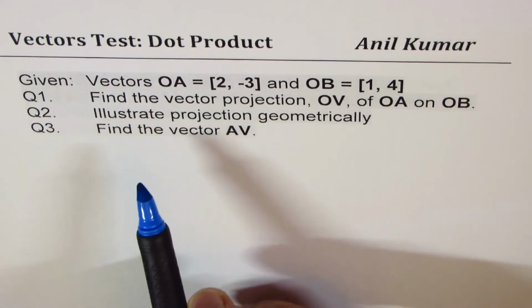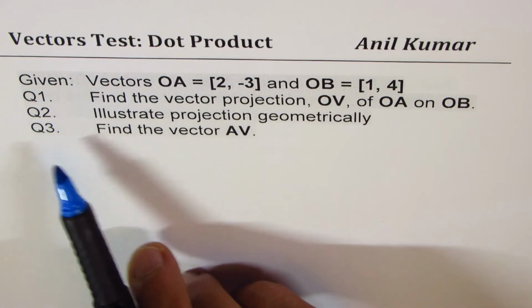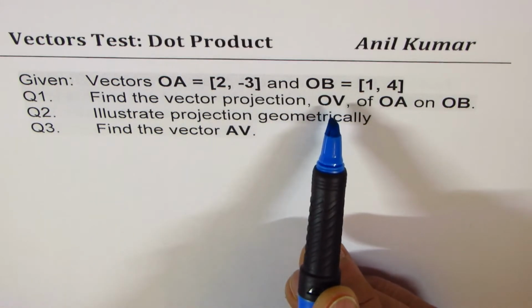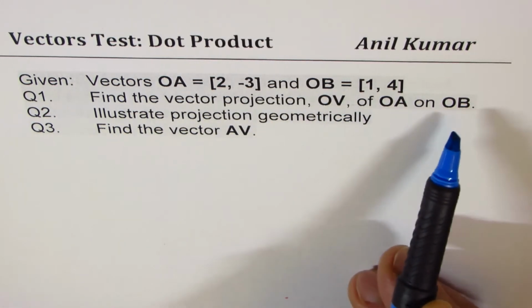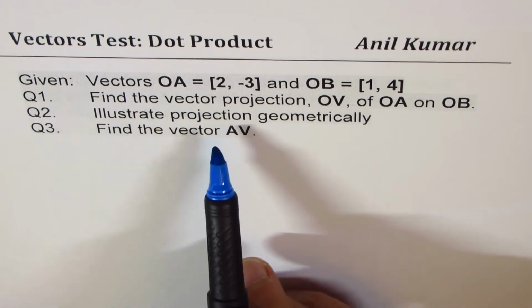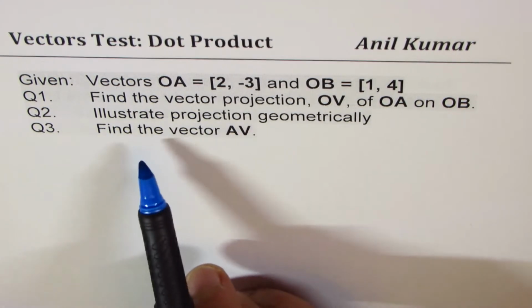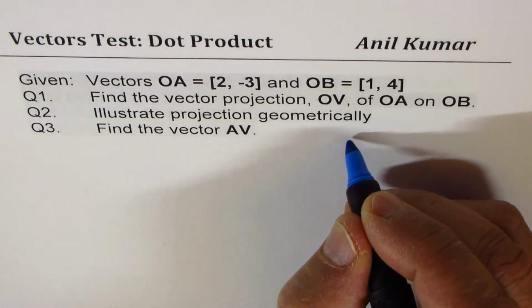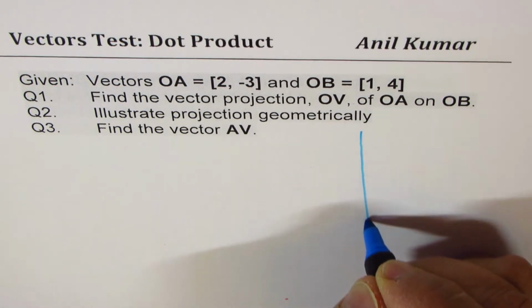These are position vectors. Three questions based on these vectors are: find vector projection OV of OA on OB, illustrate projection geometrically, find the vector AV. Okay, let's do one thing. Let's kind of sketch the scenario.